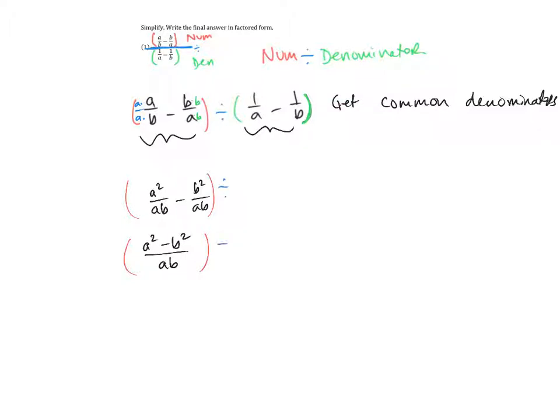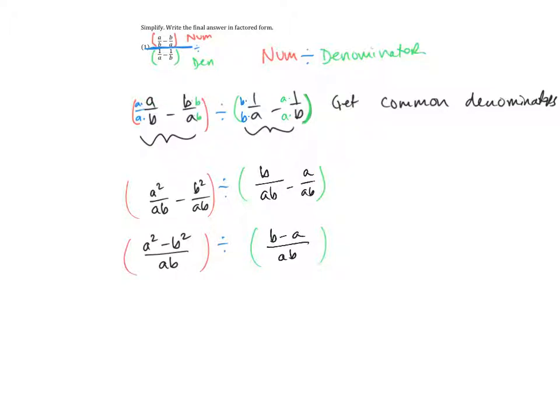Now let's work on our second fraction. I'm going to use that same common denominator of ab. In this first fraction, we have the a, so we need the b. And then we have the b, so we need the a. That gives me b over ab minus a over ab. Combining those numerators, I get b minus a.